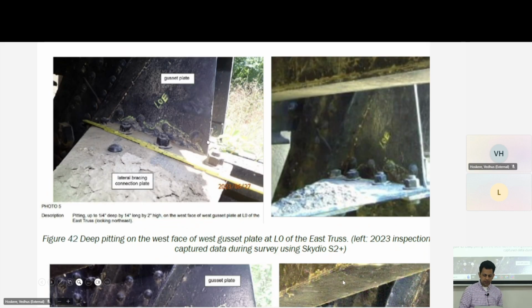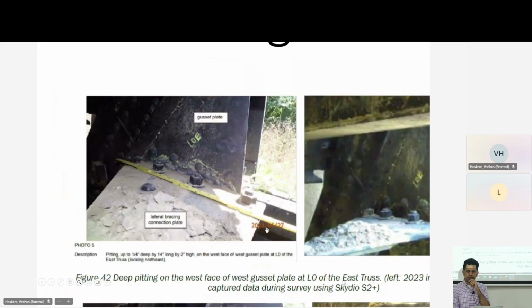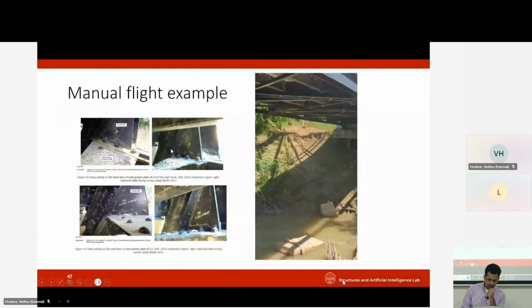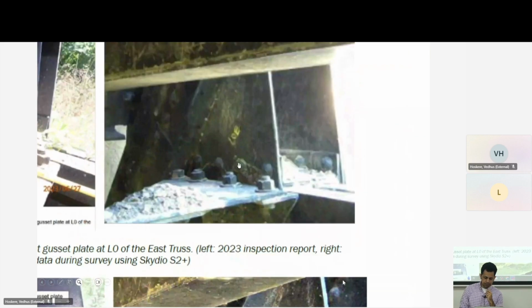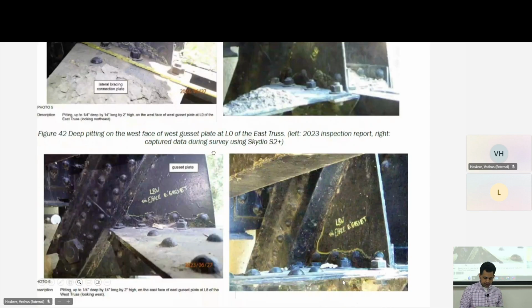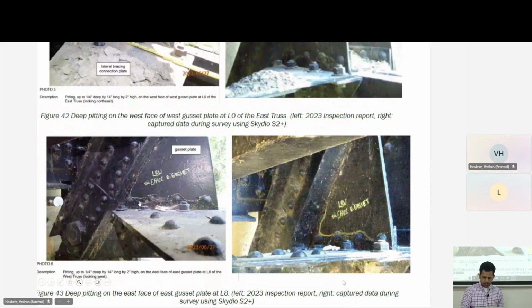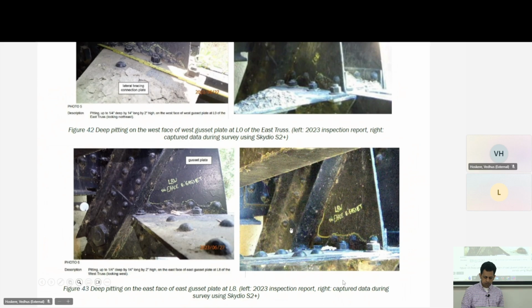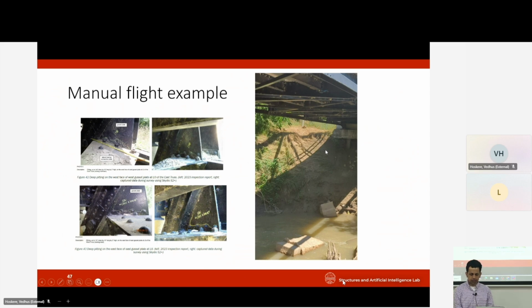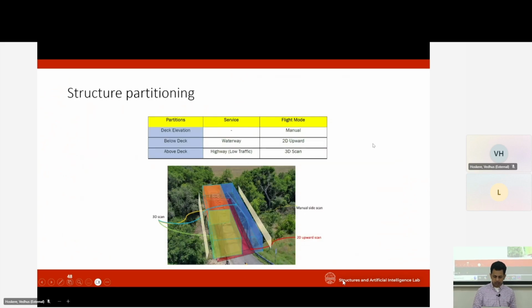So here you can see on the left, this was taken in 2023. And last year we did this inspection with the Skydio, and you can see the same region here. This is a little blur, but the actual image is not this blur. And then here as well, you have another similar kind of region, and we can get that as well from the drone. So that's something that also needs to be accounted for depending on what your objective is with your data collection.